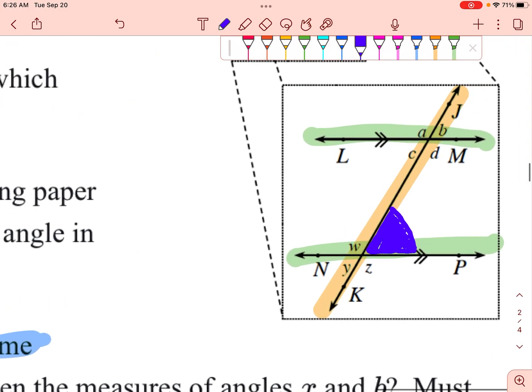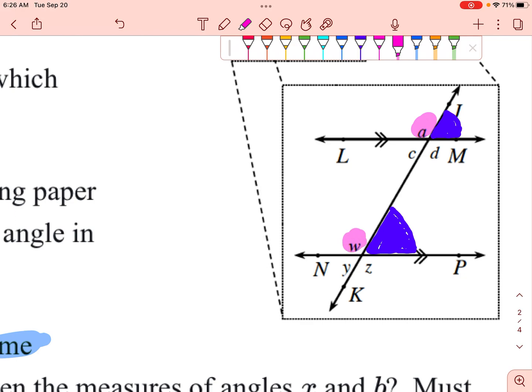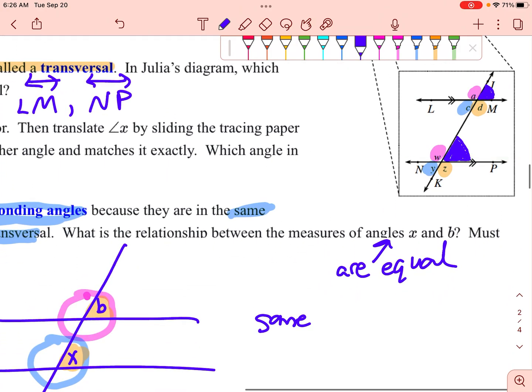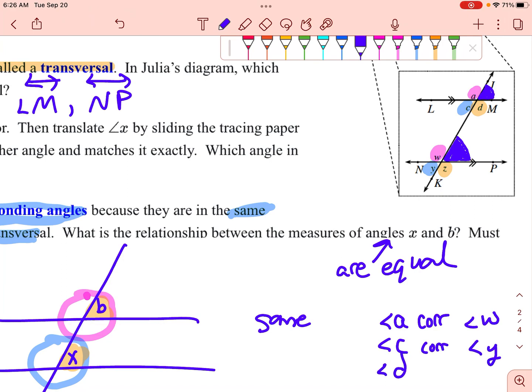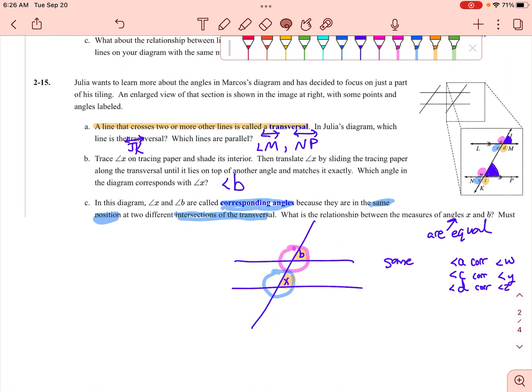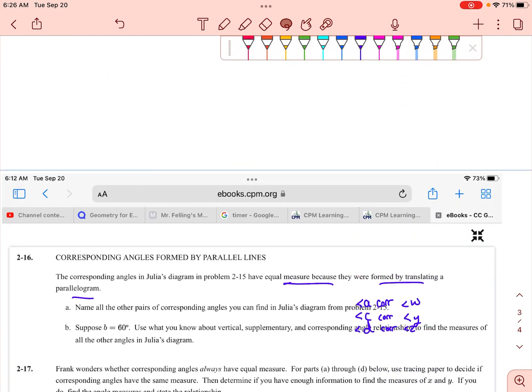Okay, so again, we have angle X with angle B. We already stated those are corresponding. We have angle A, which is corresponding with angle W. Angle C is corresponding with angle Y. And angle D is corresponding with angle Z. So to fill that out, we're going to have angle A corresponding with angle W, angle C corresponding with angle Y, and angle D corresponding with angle Z from that diagram above. I'm going to drag this down to answer my question.